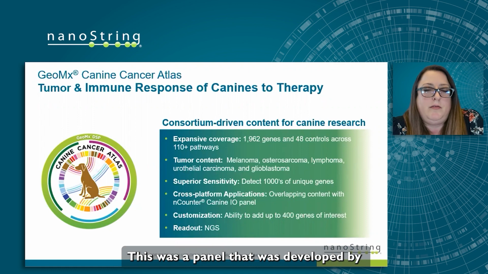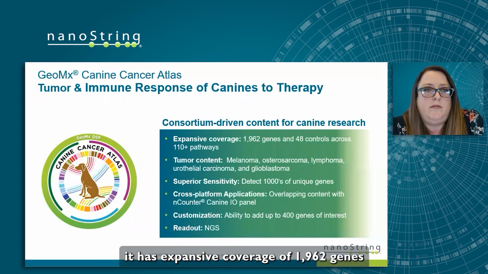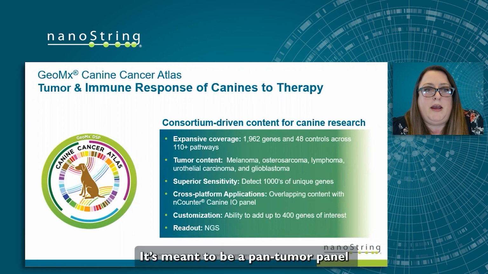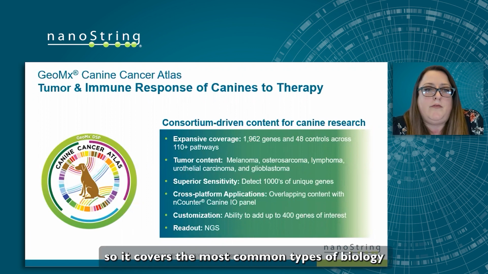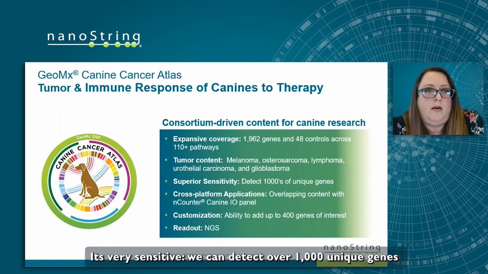This was a panel that was developed by a consortium of different canine researchers. It has expansive coverage of 1,962 genes as well as controls, and those cover over 110 different pathways. It's meant to be a pan-tumor panel, so it covers the most common types of biology that are specific to tumors that are common in canines. It's very sensitive. We can detect over 1,000 different unique genes.